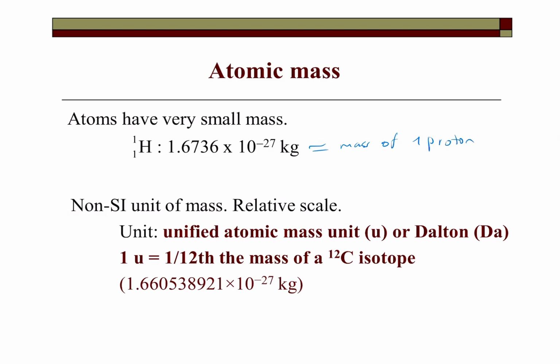For this reason we use methods, for example, non-SI units. For the mass we use the relative scale. The unit is the unified atomic mass unit, or we can also use the Dalton. 1 unit is equal to 1/12 of the mass of the carbon-12 isotope. Because this is very easy, and because 1/12 of the mass of carbon-12 is exactly 1.